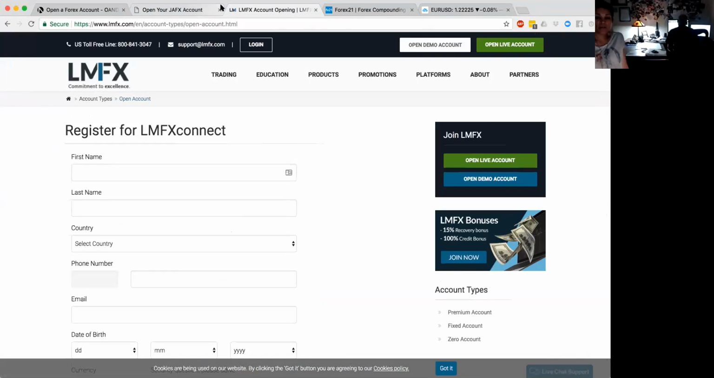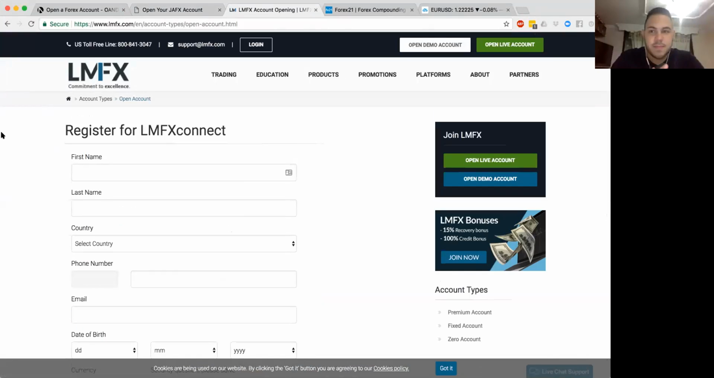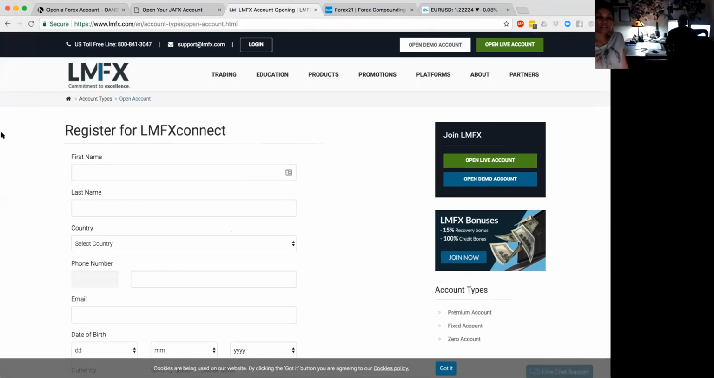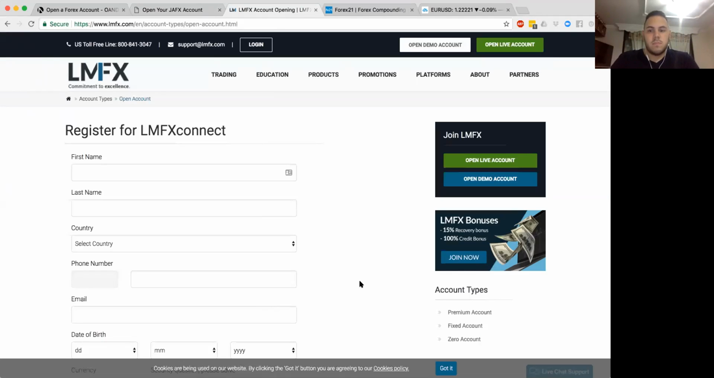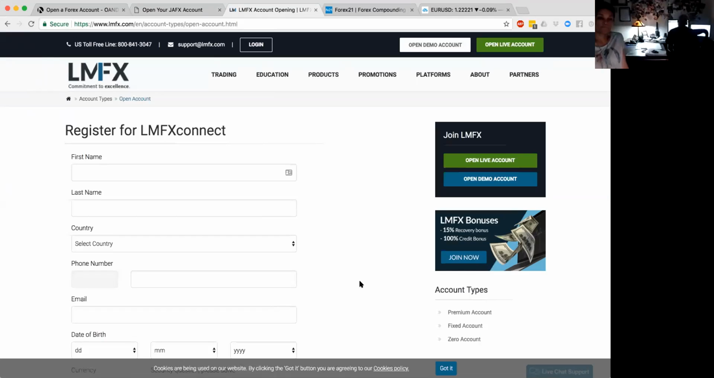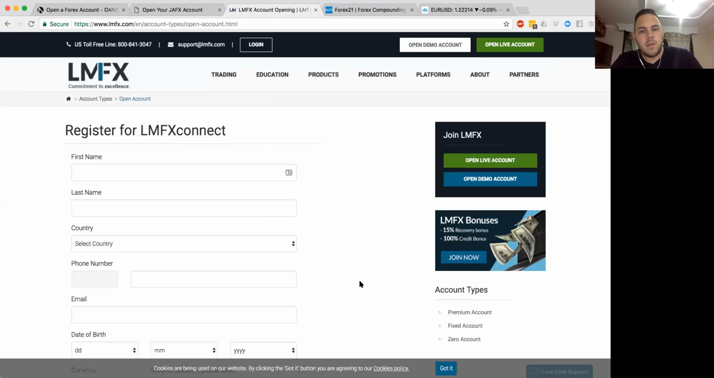Why do you like them? Why do you like LMFX? It's probably my least favorite between the three, but it's just simple. It's a broker that has been around for a long time. Spreads are good only if you have the LMFX zero account, which you need $100 minimum, which is not that bad. So probably the spreads. That's why I like them.